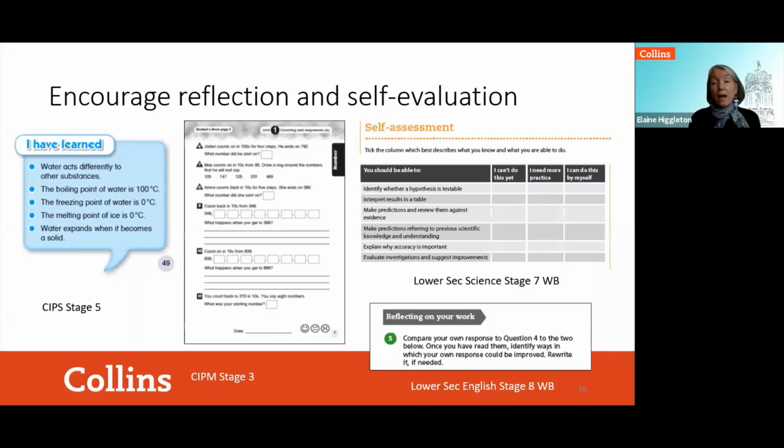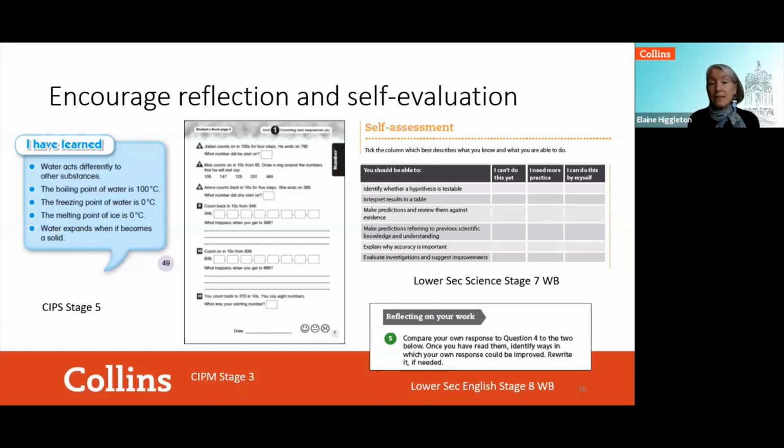We also encourage reflection and self-evaluation. These are other important skills for global perspectives. Collins International Primary Science, we include I have learned boxes. You can see the blue boxes there listing what has been covered in the unit to highlight to the student what they've covered, so allow them to think about what they know.